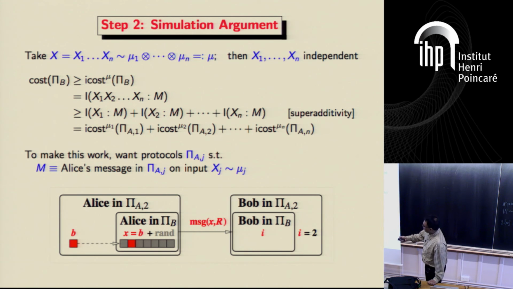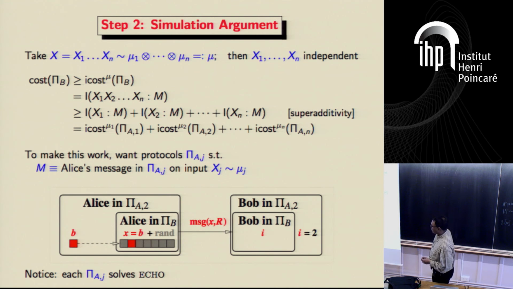But more importantly than that, the distribution of this message when b is random is exactly the same as the distribution of the message here when you feed it a completely random input, by construction. So it follows that this m, which is Alice's message in the index protocol, is distributed the same as Alice's message in our now contrived protocol. Okay, and we have shown that this actually solves the echo problem. So the net result is this mutual information term is realized as I cost.